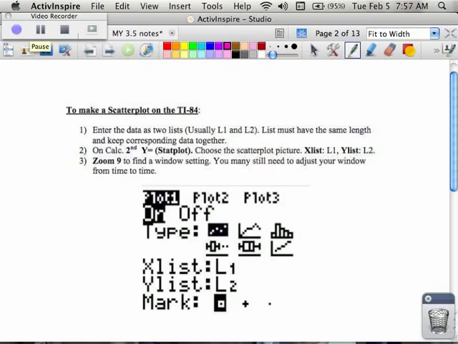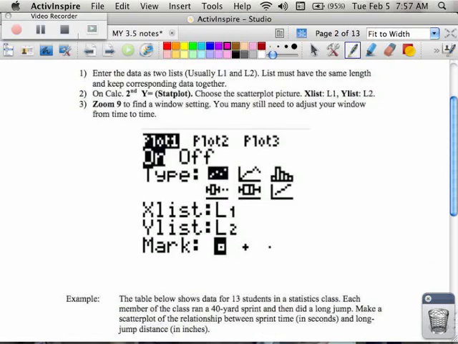Okay, so on this next slide, and I'll kind of demo this when we do an example, they talk about how you make this scatter plot, and I'm pretty sure that most of you are familiar, but just to kind of recap. First of all, you want to put your data in your 2 lists. I recommend you always use list 1 and list 2 because your calculator defaults to this when you're doing your scatter plot. However, you can put them in any 2 lists you want to as long as you remember which one's the explanatory, which one's the response.